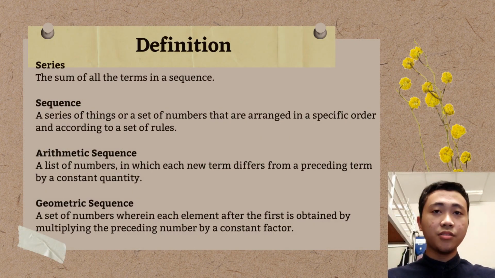Definition. The definition for series is the sum of all the terms in a sequence. The definition for sequence is a series of things or a set of numbers that are arranged in a specific order and according to a set of rules. The definition for arithmetic sequence is a list of numbers in which each new term forms from the preceding term by a constant quantity. The definition for geometric sequence is a set of numbers wherein each element after the first is obtained by multiplying the preceding number by a constant factor.